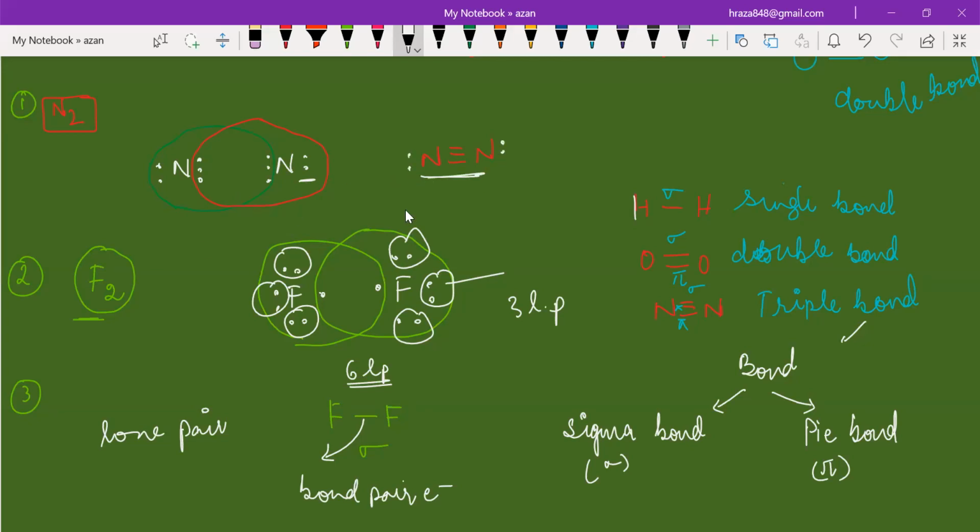Now can you tell me the lone pair on N2? How many lone pairs on N2? See, these bonds, sir, are two. One lone pair and one lone pair, 2 lone pairs. Can you tell me about the lone pair on O2?